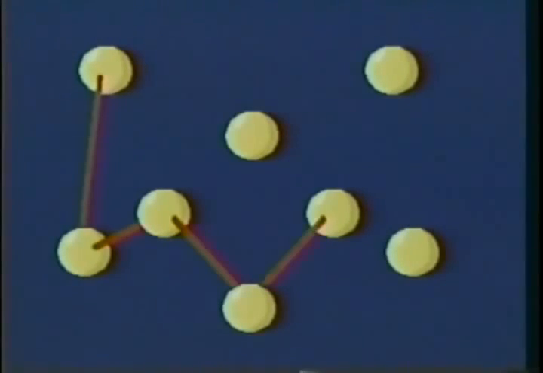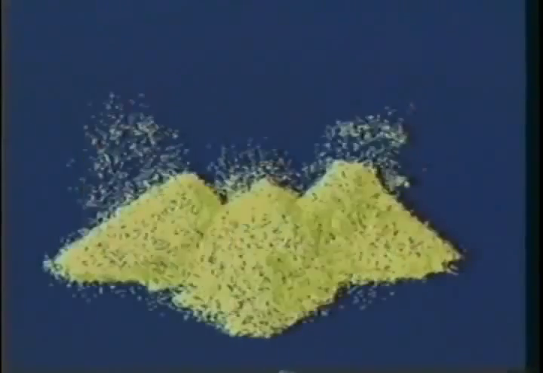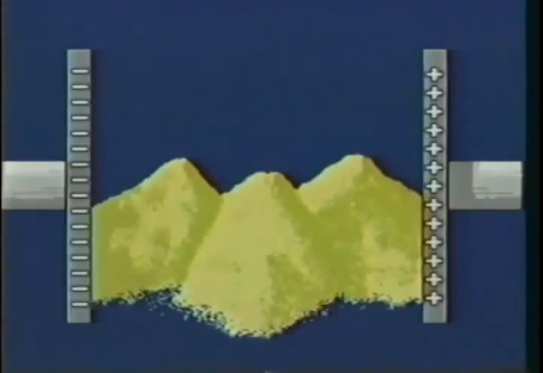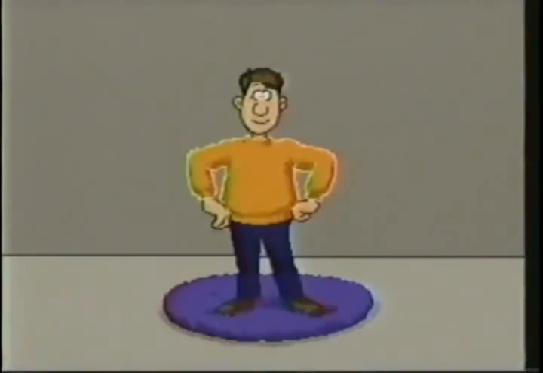Sulfur atoms, for example, will form bonds with adjacent sulfur atoms. Again, we have a substance within which electrons are not free to move. Opposite charges placed at the ends of a chunk of sulfur do not result in a flow of charge.